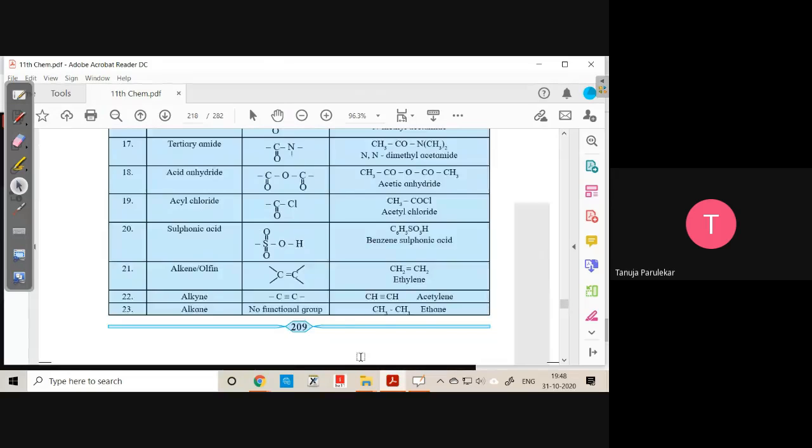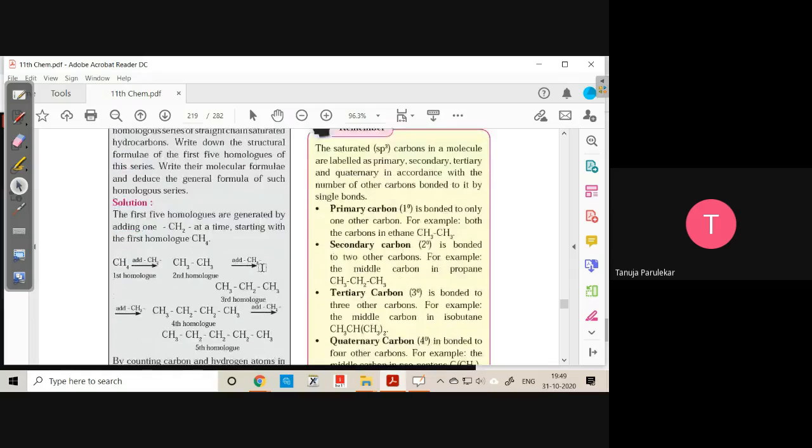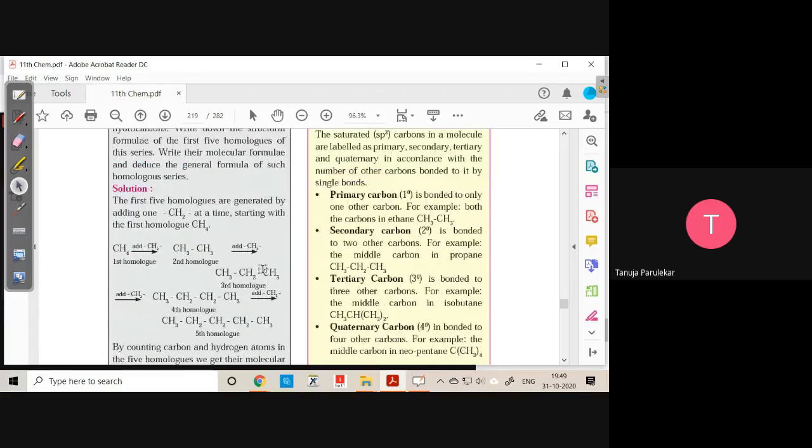Now say for example they have given us a problem. Alkanes constitute a homologous series of straight chain saturated hydrocarbons, that is methane, ethane, propane, butane. Write down the structural formula of the first 5 homologues of this series. Write their molecular formulae and deduce the general formula of such a homologous series. So this can be a 5 marks question. I do not know how many maximum marks are given, but they can also ask you a 2 or 3 marks question.